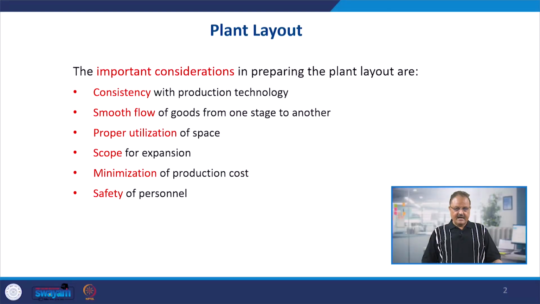The first important consideration is consistency with the production technology, because production technology is a very important aspect of the overall plant layout, and the manufacturing process is very important. Technology is a very important component of the overall plant management. So any product coming out of that plant or venture has to be the best in its class, and that is only possible if you use the best production technology.